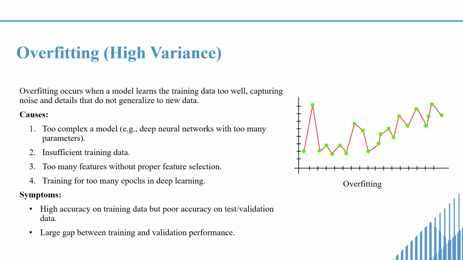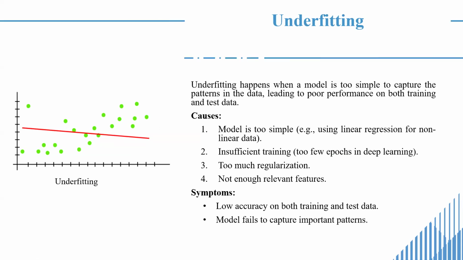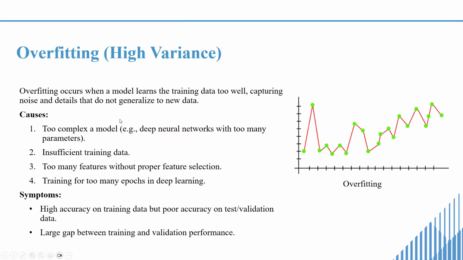A very good example: overfitting is like being good in the class but failing in the exam. Underfitting is like failing in the class and also in the exam, so both in training and testing. In overfitting, the model learns the training data very well, but fails when you are testing.